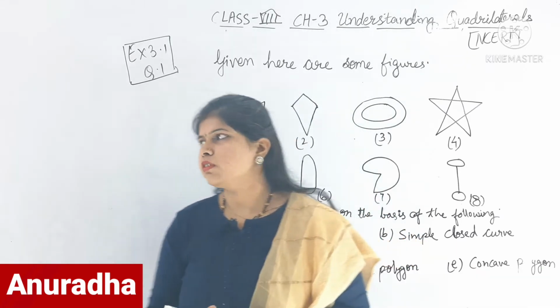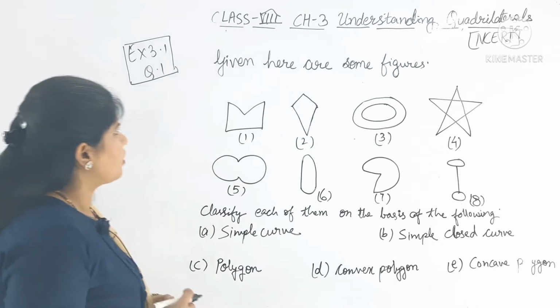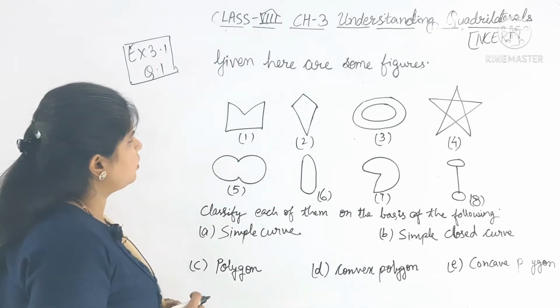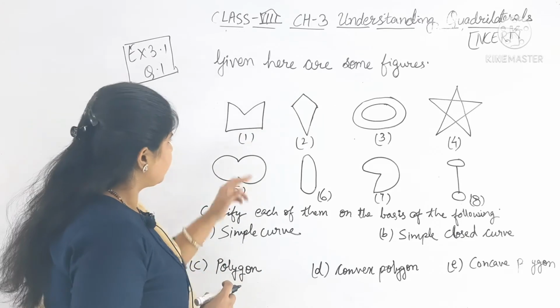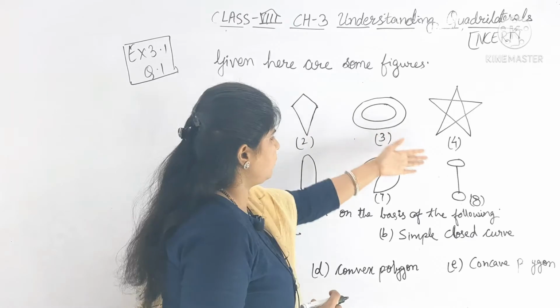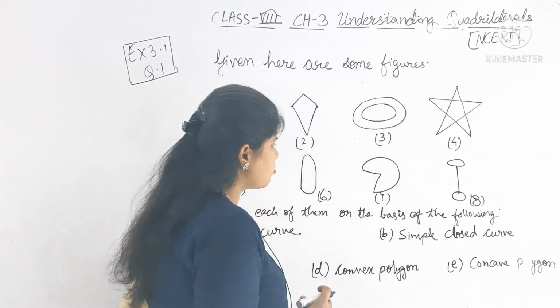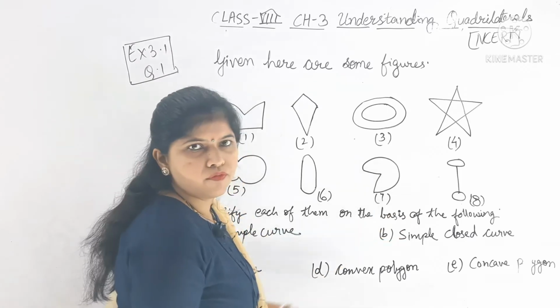Now let's see exercise 3.1, question number 1. Starting exercise 3.1, some figures are given, numbered 1 to 8. The question is: we have to classify each of them on the basis of the following.